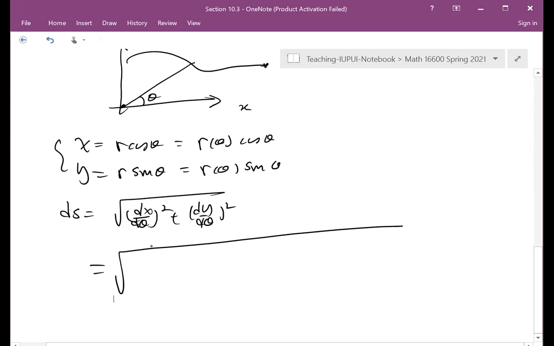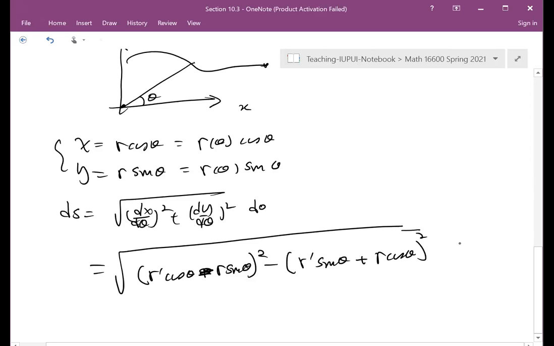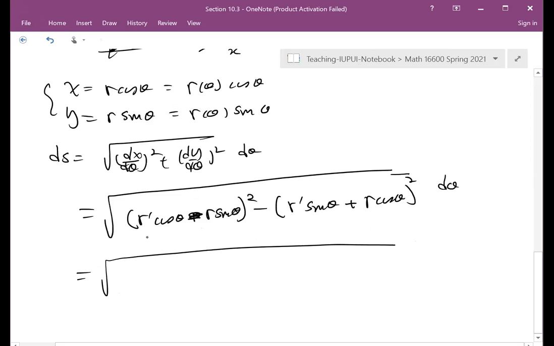You get dx d theta, use a product rule: r prime cosine theta, plus minus r sine theta. That's a product rule. And here you get r prime sine theta plus r cosine theta, d theta. So you simplify the inside.